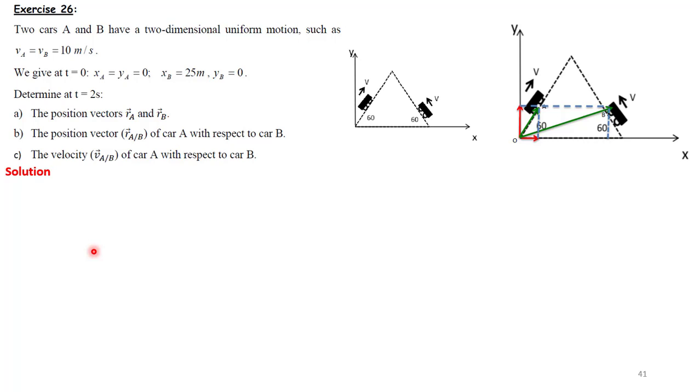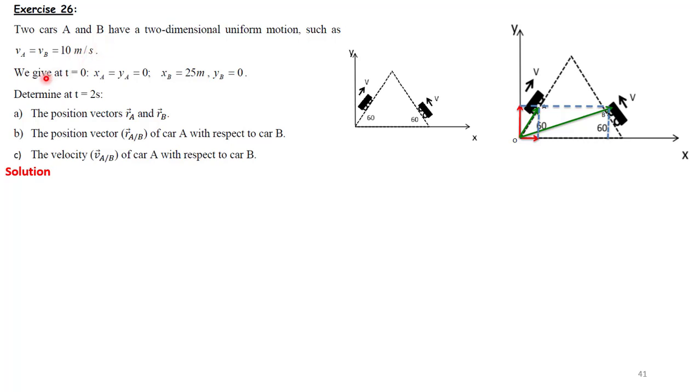In exercise 26 as well, we will study the absolute motion and relative motion. We have two cars, A and B, with a two-dimensional uniform motion such that VA equals VB equals 10 meters per second. They are both moving at a constant velocity vector, and the magnitude of this velocity vector is equal to 10 meters per second.